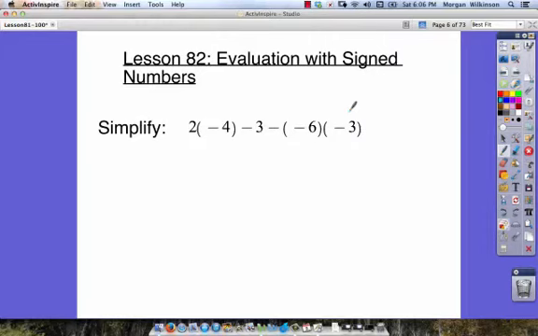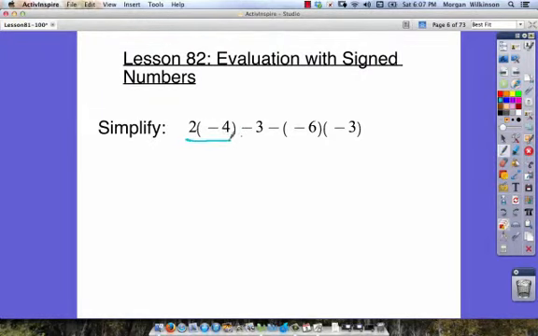Lesson number 82 today is all about evaluation with signed numbers. Our first problem says to simplify. As you can see, we've got a combination of multiplication and subtraction. Based on our order of operations, we need to do multiplication first.